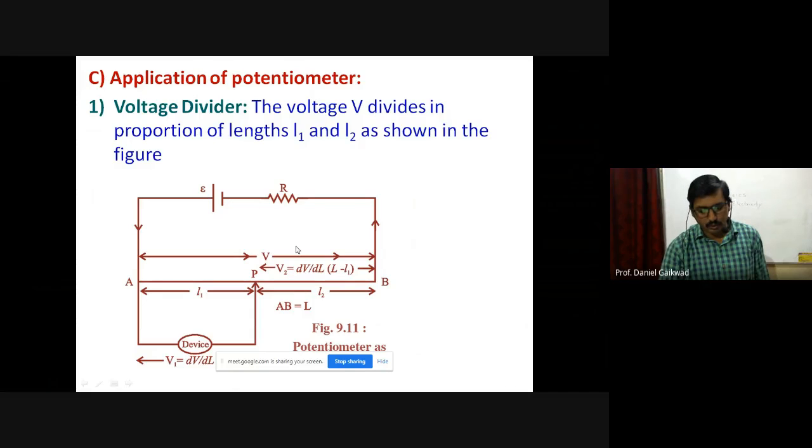So these V1 and V2 depend upon the magnitude of length L1 as well as the magnitude of length L2. Suppose we consider an example: between A and B we have potential, suppose, 5 volt. So that 5 volt we are going to divide into two parts, for example 2 plus 3. So 2 volt will appear across AP and 3 volt across PB. So we have this particular arrangement called voltage divider, and that has a number of applications in electronic circuits and in electricity. So this is our first application.